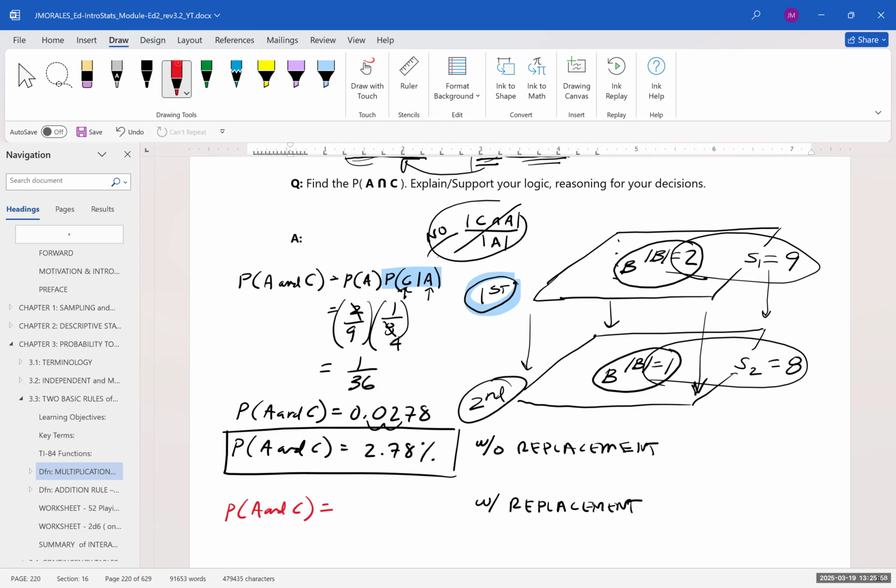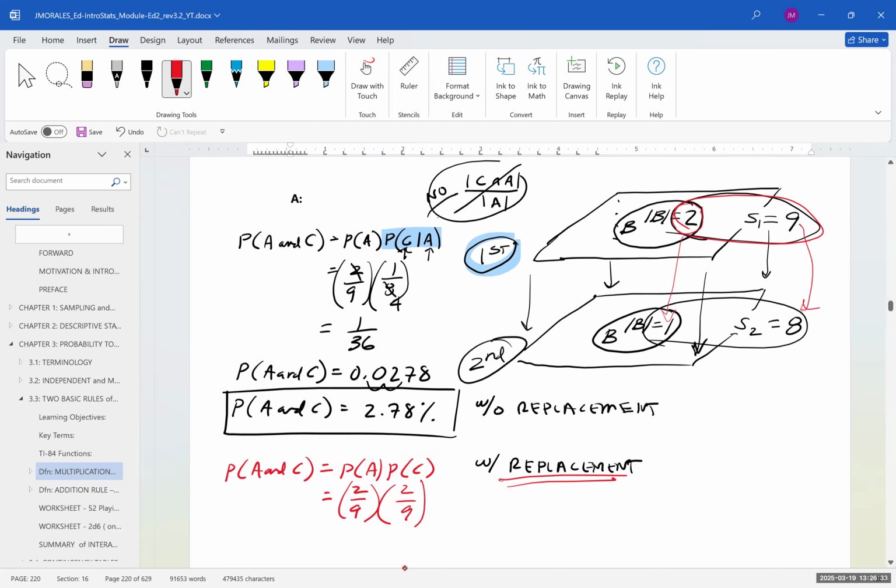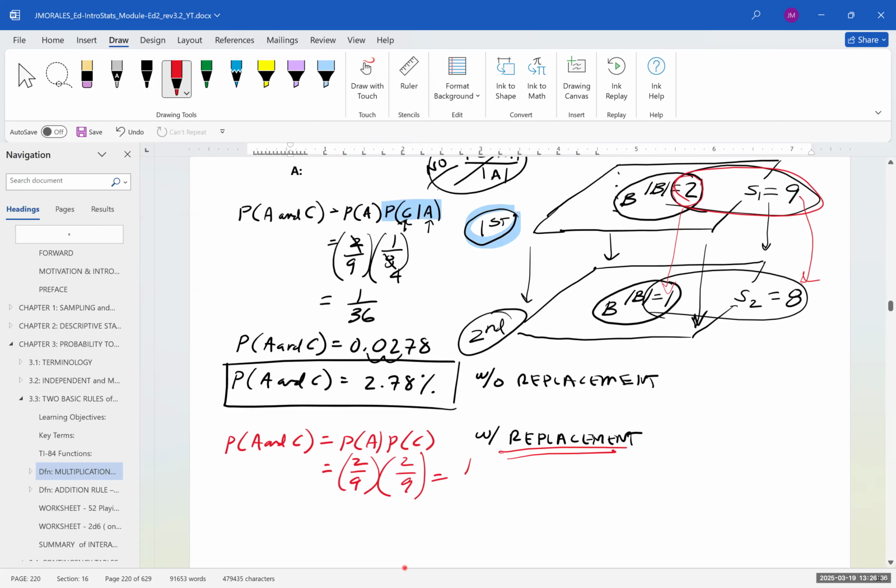Well, because now it's with replacement, they're independent events. They don't affect each other. So it's just going to be the probability of A times the probability of C. And the probability of A is 2 over 9. And guess what? Because we are doing it with replacement, the number of blue marbles doesn't drop down like it did before. There's going to be 2. And because we put the marble back, the total number of marbles in the bag is not going to drop down by 1. It's going to stay the same. So that's going to give us 4 out of 81?